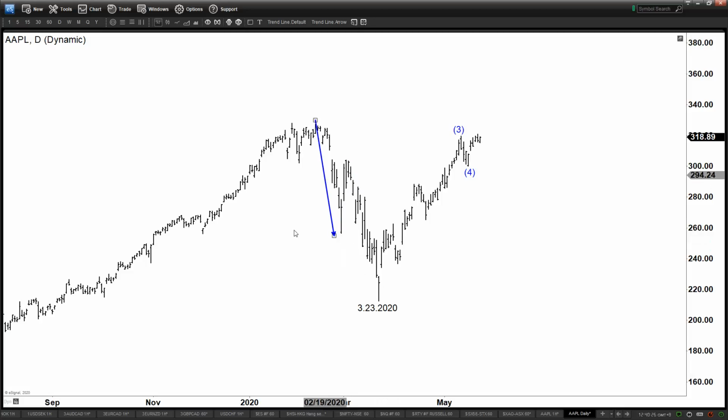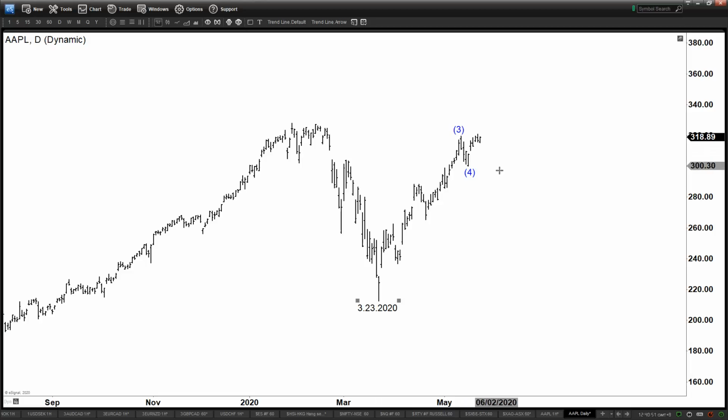Now you can technically already count 1, 2, 3, 4, 5. So technically you might say, well, we already finished a 5 waves from March 23rd, but yet we still broke above this 3 right now, right? We still broke above this 3. So technically we now have 1, 2, 3, 4, 5, 6, 7. We got a 7 swing, in fact.